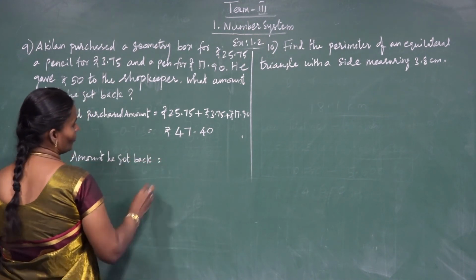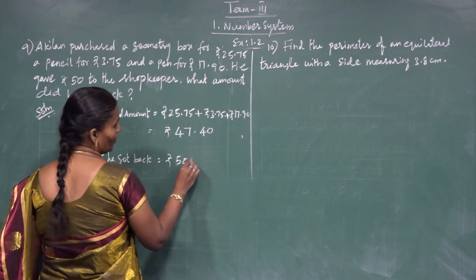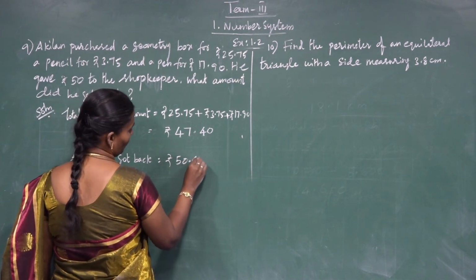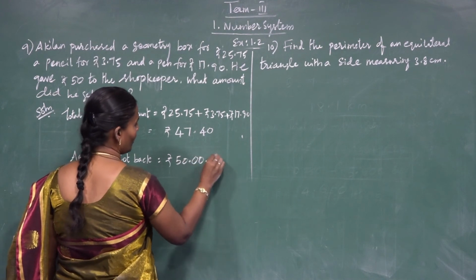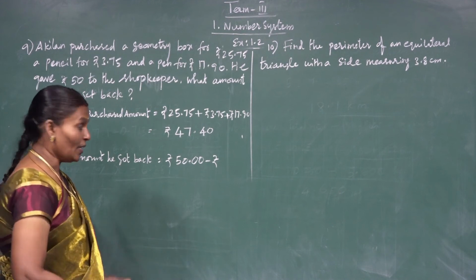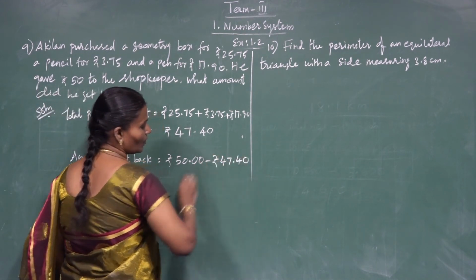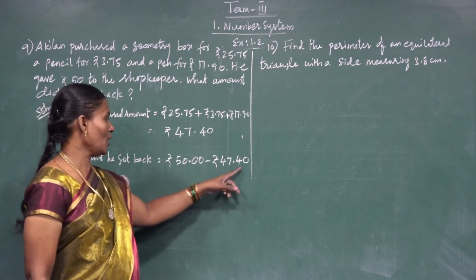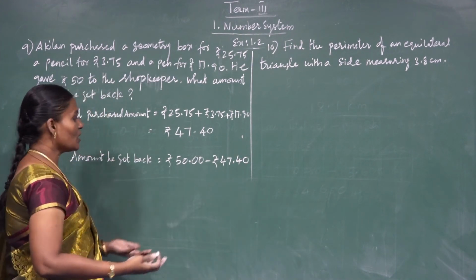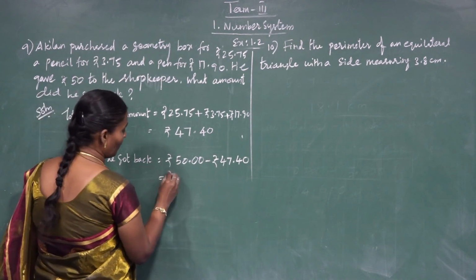That is equal to, so he gave 50 rupees. Okay, so consider 50.00 rupees minus the amount spent on the purchase. That is 47.40, 47 rupees 40 paisa. Okay, so how much did he get back?